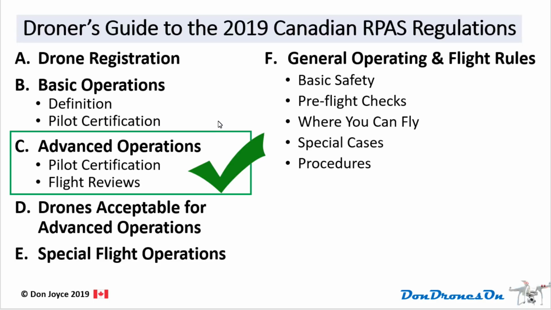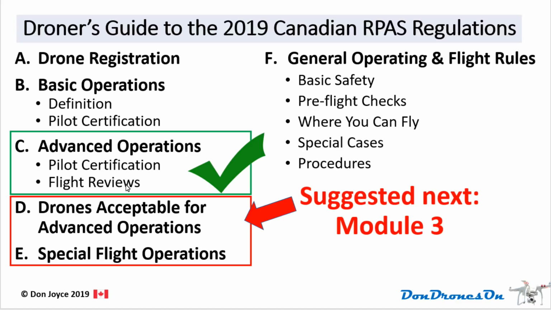All right, very good. Now we've completed Module 2, covering Advanced Operations, Pilot Certification, and Flight Reviews, all the regulations in the new 2019 Canadian RPAS regulations associated with those topics. The next module I would recommend you take is which drones are acceptable for advanced operations and the technical requirements around those. And in that same Module 3, I cover the topic of special flight operations, the SFOC certification.